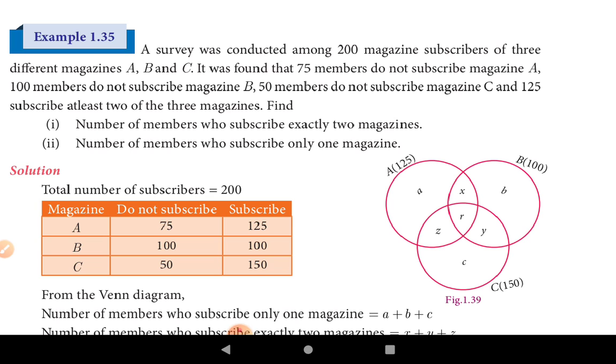So 150 subscribers are magazine C subscribers, and 125 subscribe to at least two of these three magazines. So 125 people are there who subscribe to two of these magazines. Okay, now find the number of members who subscribe exactly two magazines and the number of members who subscribe only one magazine.